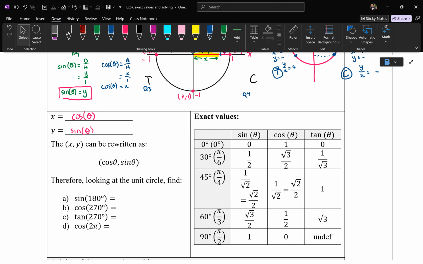Okay, but in your exam, I've actually put this in your formula sheet. So you don't have to memorize it, but you need to know how to read it. So there will be a formula sheet on our exam? Yeah. Okay. I'll show you what it looks like later.